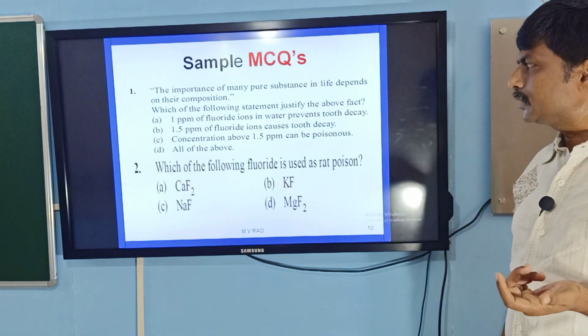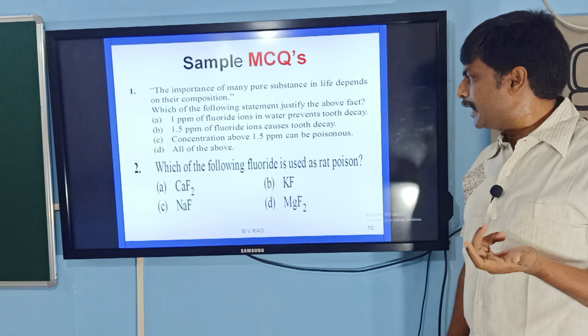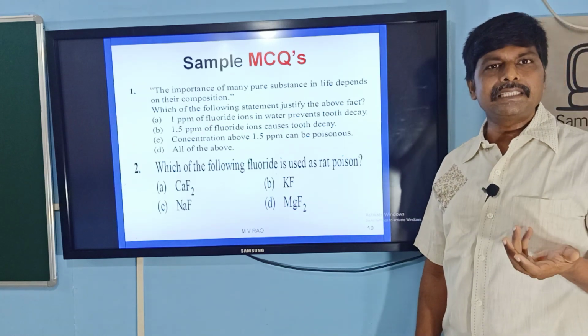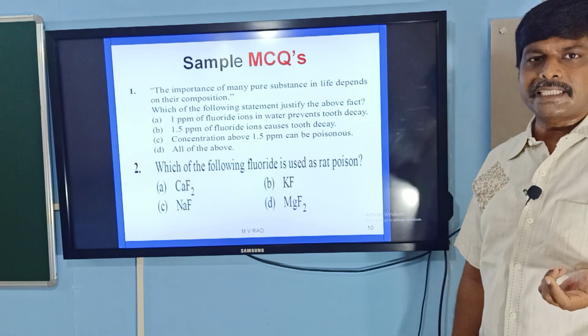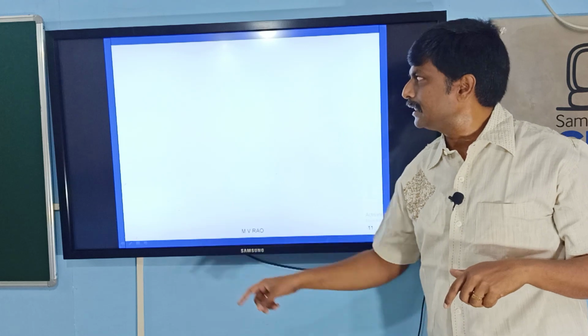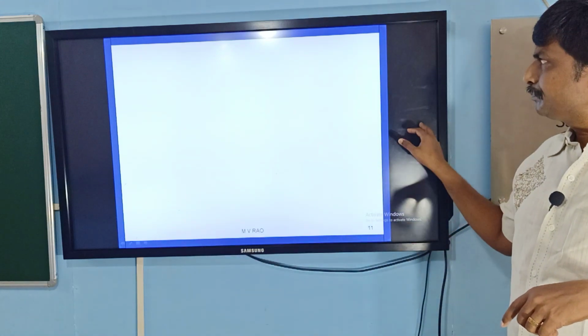Now you see the second question. Which of the following fluorides is used as rat poison? Now we only discussed which substance is used as rat poison. Sodium fluoride, that means NaF. Now you will see next.